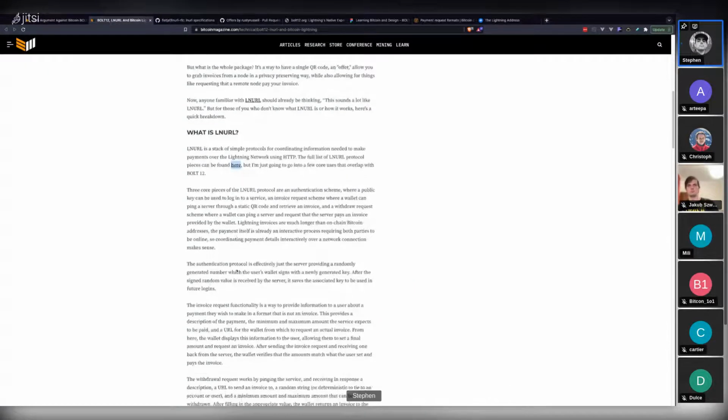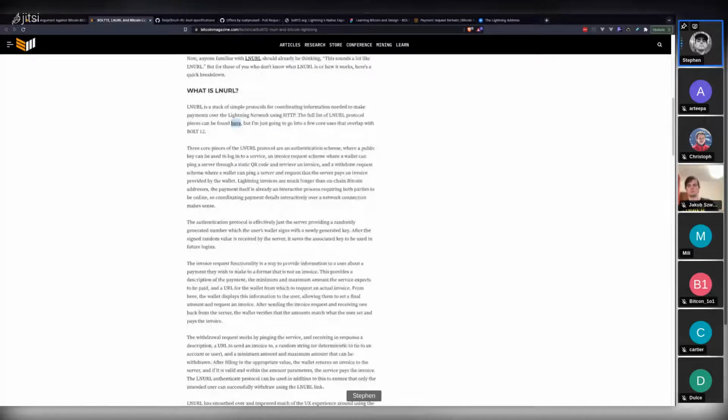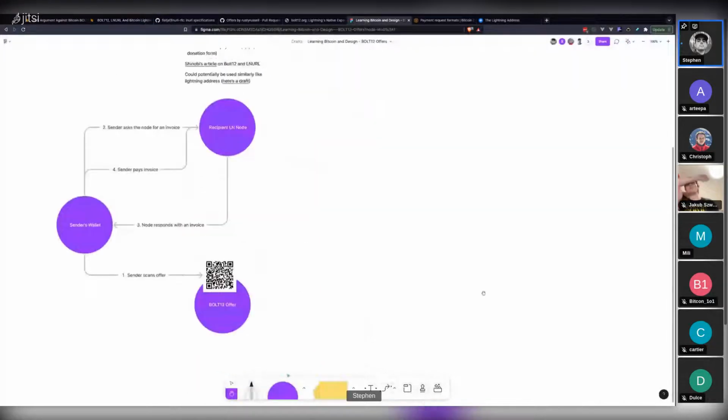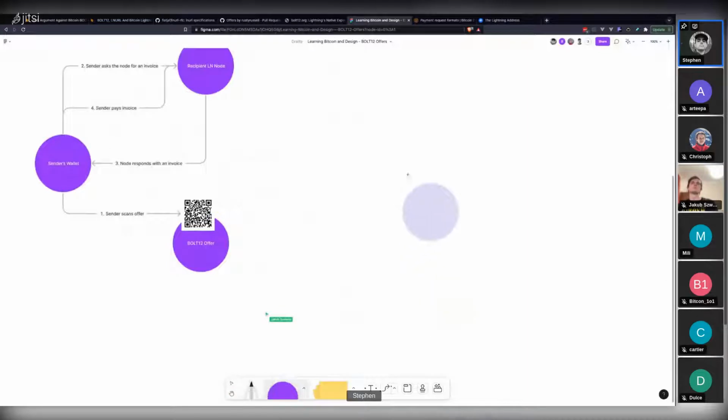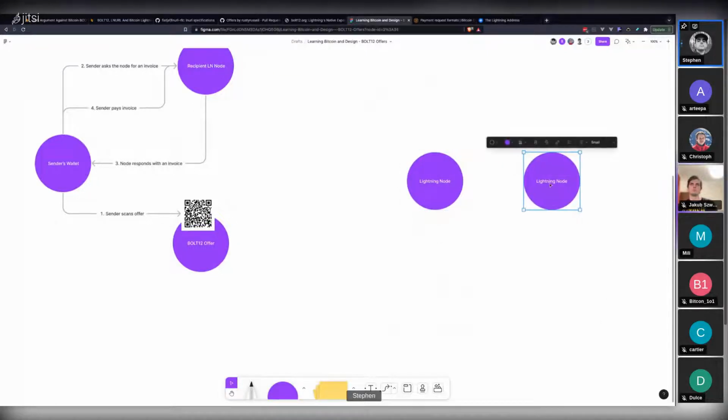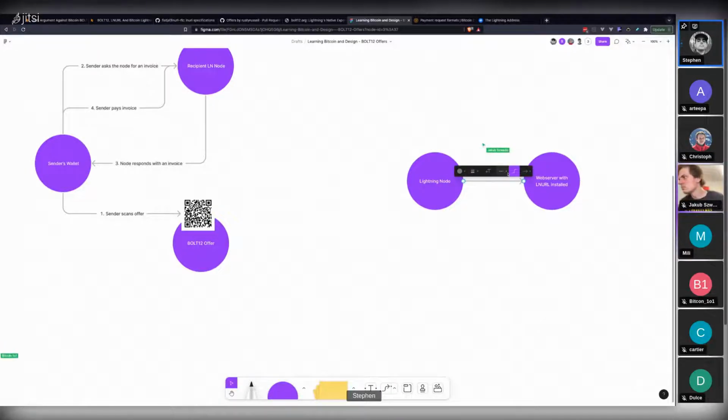The primary difference he talks about in this article is that LNURL requires being hosted on a web server. Going back to our Figma drawings, in an LNURL setup you need your Lightning node, and then you need your web server with LNURL installed. You need to make sure these two can talk to each other, and that the web server has proper security, like with any web server you run.